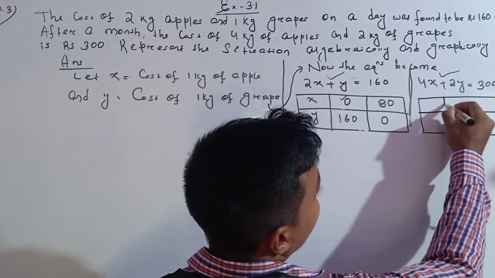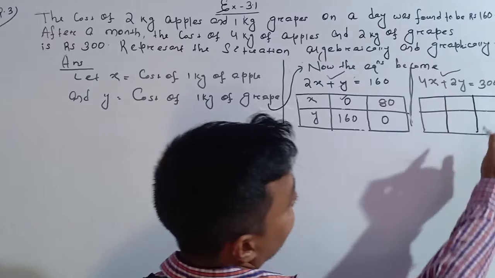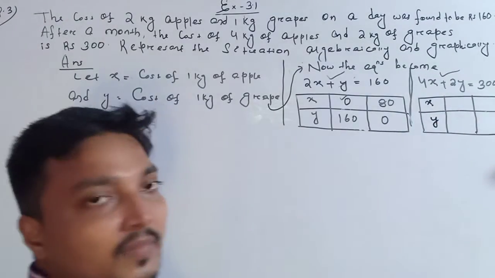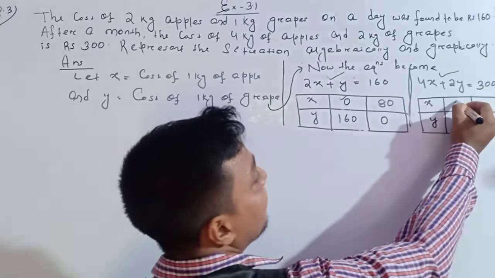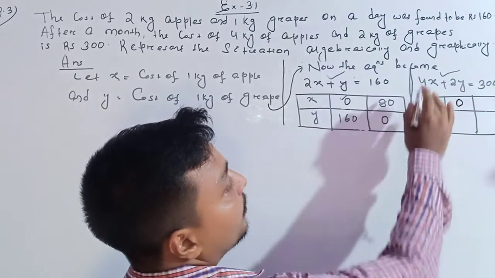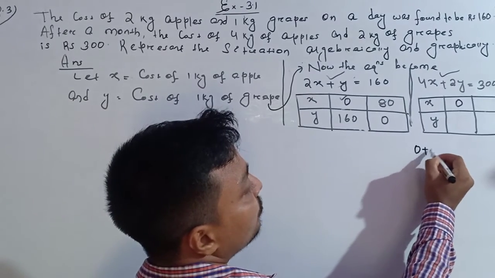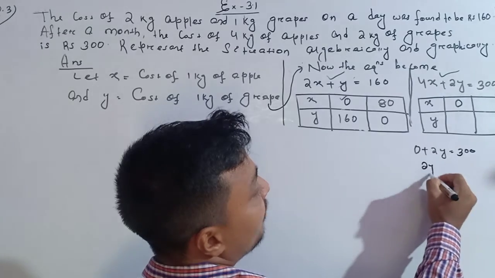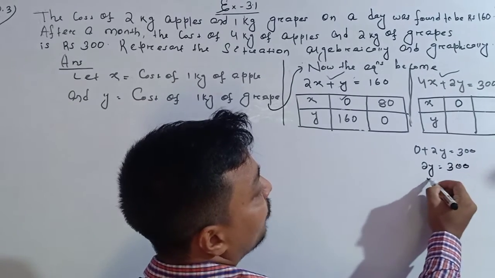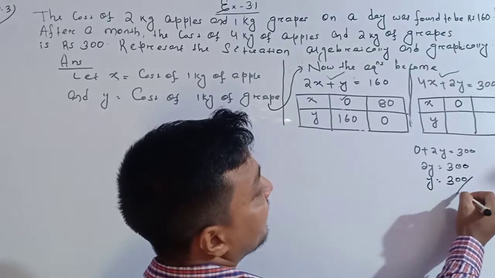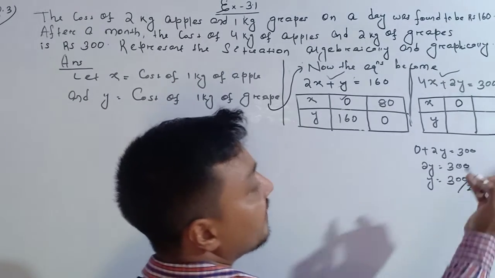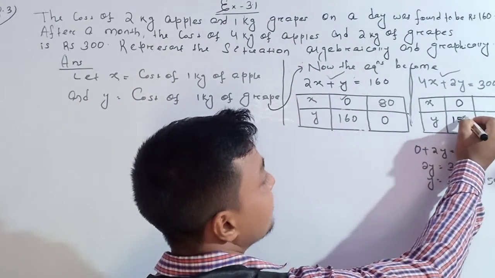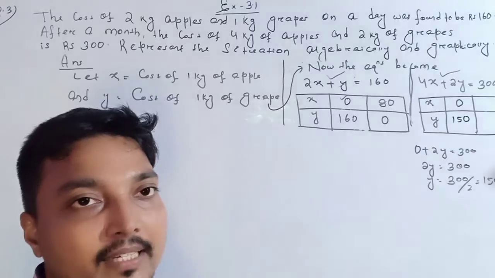To get the solution of the next linear equation, we go just like this. Here is x, here is y. First we use the easier method, putting x equal to 0. On putting x equal to 0, the equation becomes 0 plus 2y equals 300. It implies 2y is 300, and y equals 300 divided by 2, which is 150. So the first point, otherwise first solution, is (0, 150).